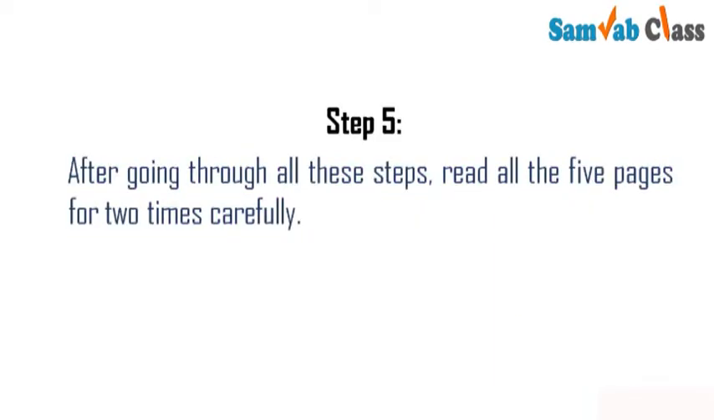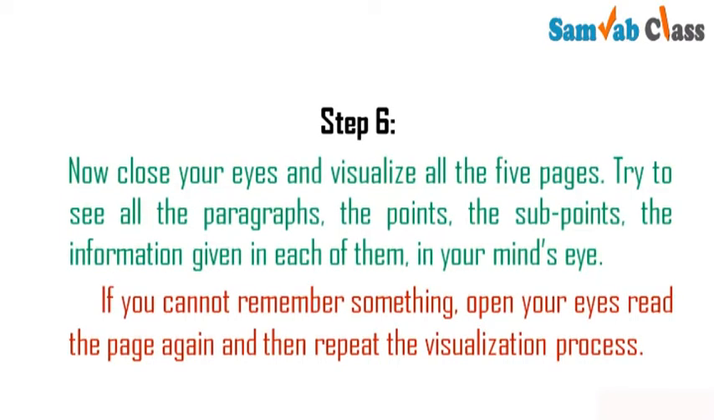Step number 5. After going through all the steps, read all the 5 pages 2 times carefully. Step number 6. Now close your eyes and visualize all the 5 pages. Try to see all the paragraphs, the points, the subpoints, the information given in each of them in your mind's eye. That means through your visualization, through your imagination. Try to close your eyes and see all the pages in your mind.